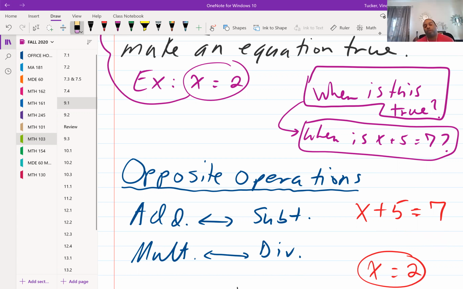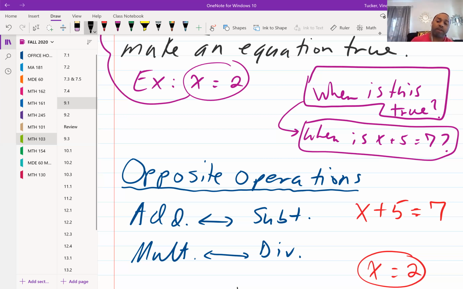So we will be solving by what are called opposite operations, operations that undo what the other one does. Addition and subtraction are opposite operations. Multiplication and division are opposite operations. So your goal is to get x by itself. You want to have x equal to. So you need to undo what's being done to x.